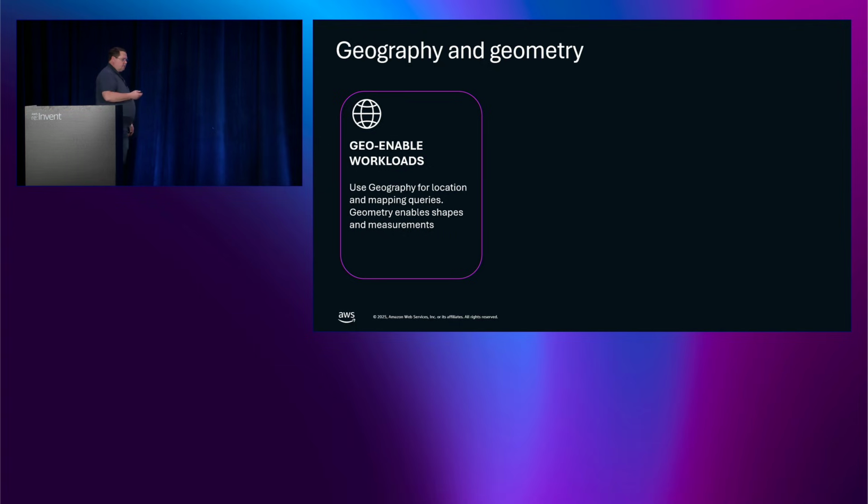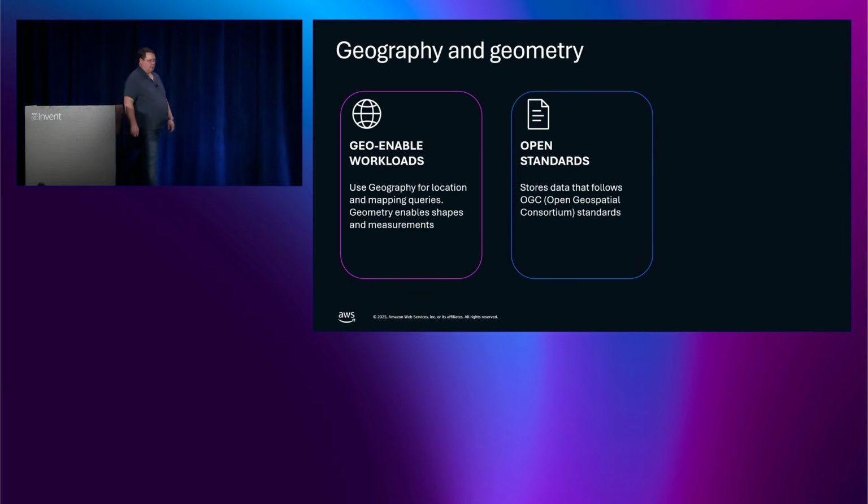Okay, so the next one is the geotypes. So this is actually two types, one slide, geography and geometry. You're getting now support for location and mapping queries with the geography data type, and then you're getting the ability to do measurements and shapes with the geometry data type. So both of these data types, separate implementations, separate data types. They do follow the open OGC standard. So we have an open standard following an open standard, which is great.